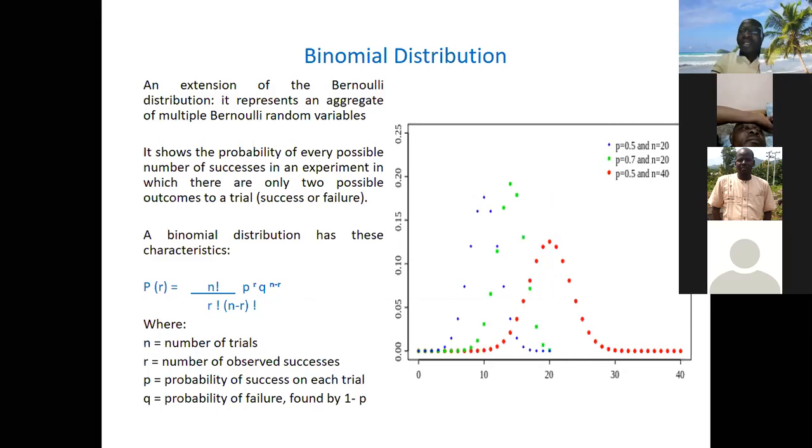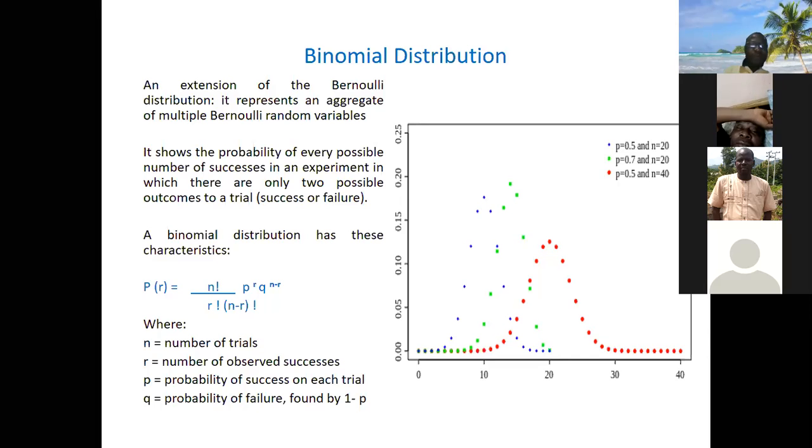It's 2. Yes or no? So binomial distribution is the aggregate of multiple Bernoulli random variables, as I've said. It shows the probability of every possible number of successes in an experiment in which there are only 2 possible outcomes on each trial.